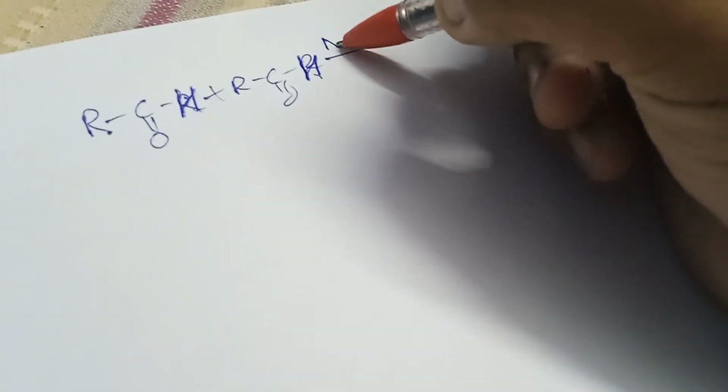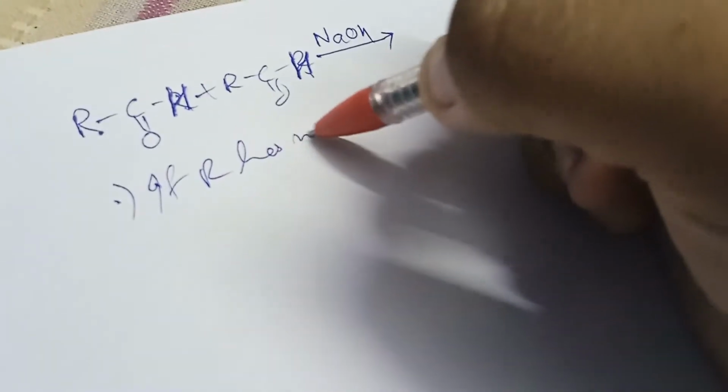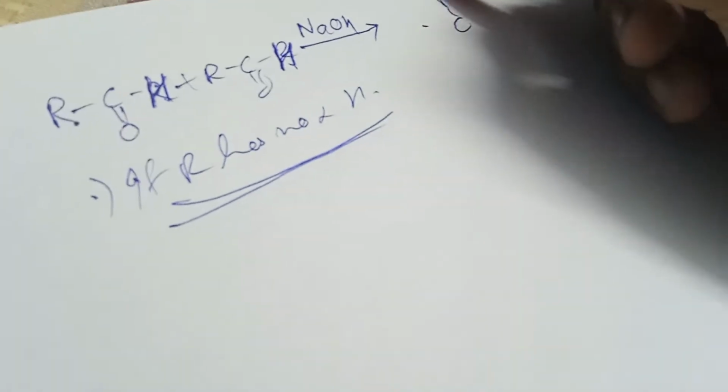Let me find a room. It's a disproportionation kind of reaction in which RCHO reacts with one of its own kind, like its reaction for aldehydes in presence of NaOH. So this reaction happens if R has no alpha H. If there is no alpha H, then only this reaction happens, and we can see how and why.